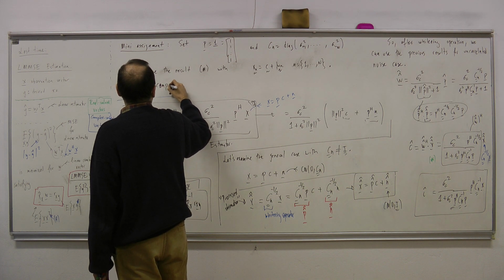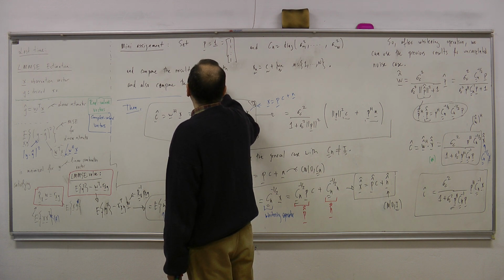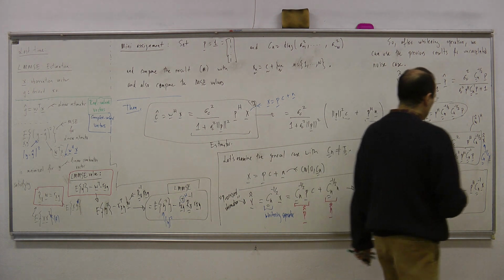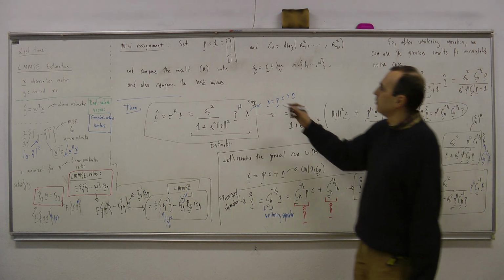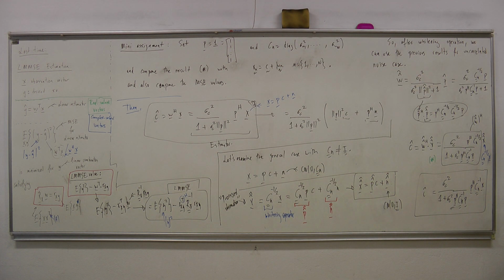And also compare the MSE values. So what is the MSE value of this estimator in the general form and in the specific form that we have previously derived? Okay, so that's a mini assignment.